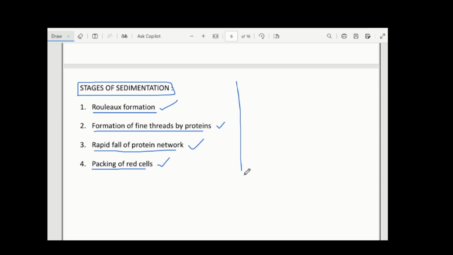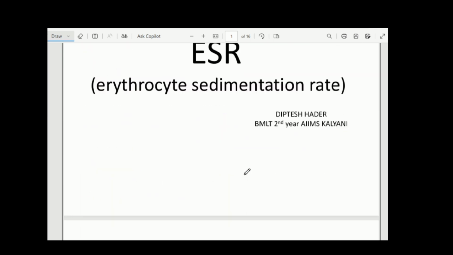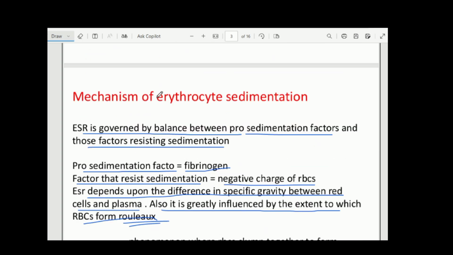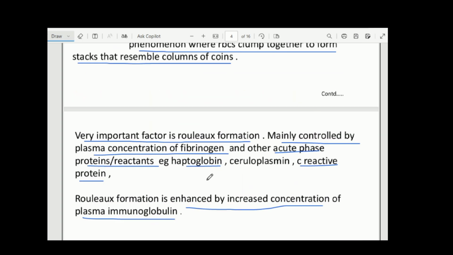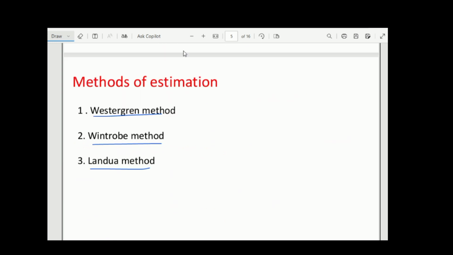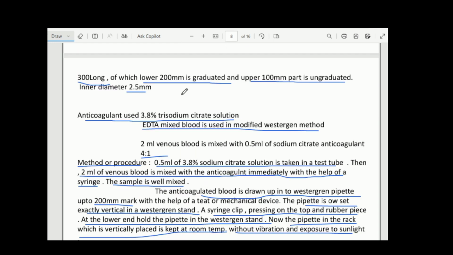So till now, what have we read? What is ESR, the normal value of ESR, the mechanism of erythrocyte sedimentation rate, what the stages of sedimentation are, and then the method. In the method we have learned the Westergren method, the description of the Westergren pipette, what anticoagulant is used, and what the procedure is.